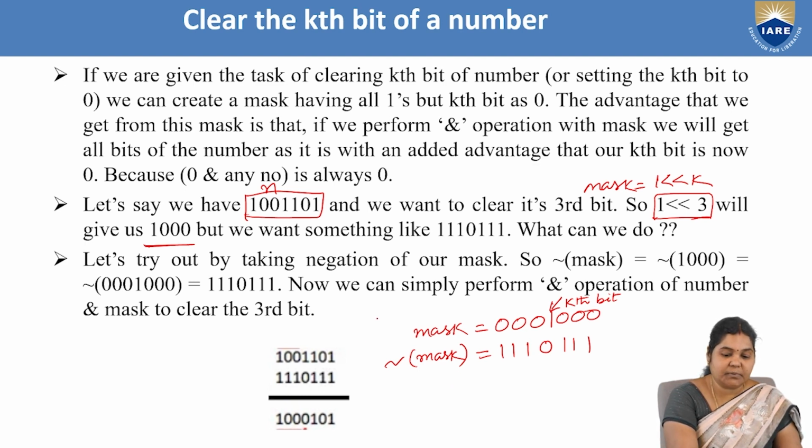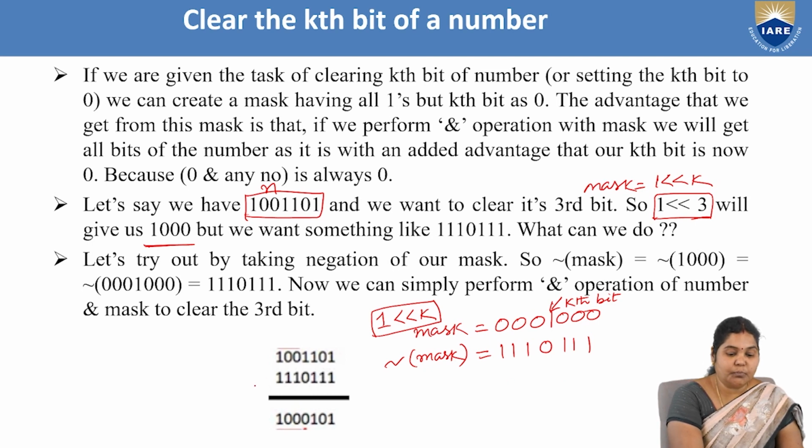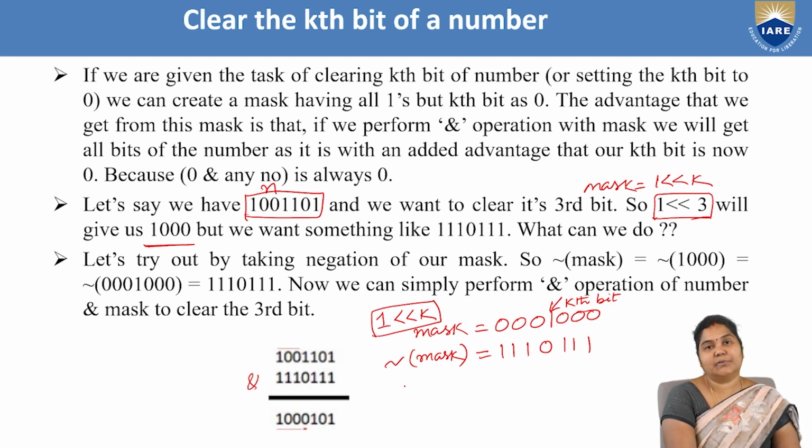So the original mask was nothing but 1 left shift by k number of times. This was your original mask, and your number is a 7-bit number, so we are just representing it in a 7-bit pattern. Now we have taken the 1's complement of the mask, which is nothing but 1110111. Now this particular mask we have to AND with the original number.